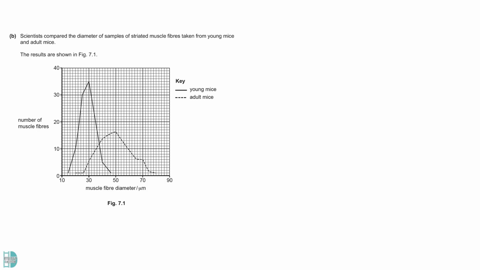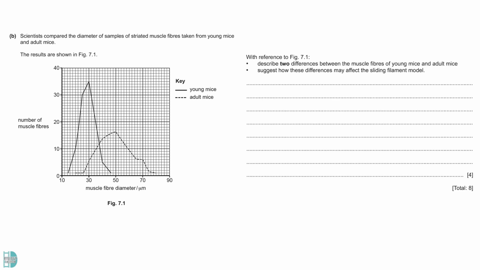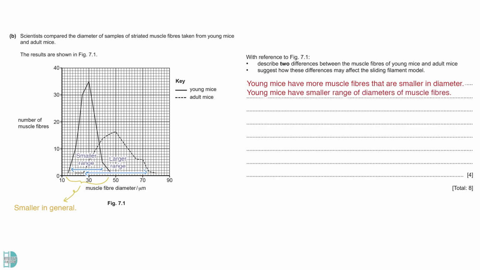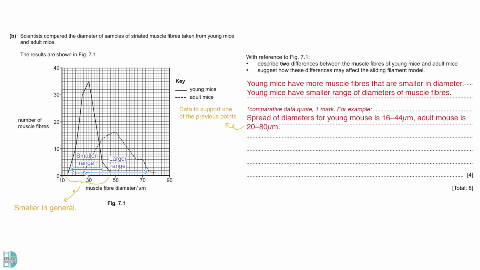In B, we have a comparison of the diameter of striated muscle fibers taken from young mice and adult mice. You are asked to describe 2 differences between the muscle fibers of the mice and suggest how these differences may affect the sliding filament model. Young mice generally have more muscle fibers that are smaller in diameter. Their graph shows a smaller range of diameter. Quoting comparative data will give you a mark. For example, you can quote the range for both groups to support point number 2.